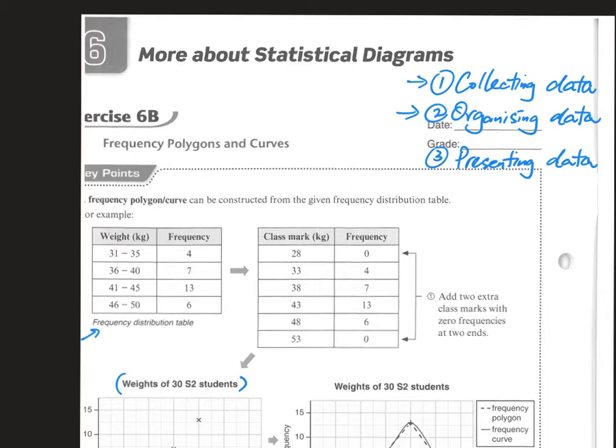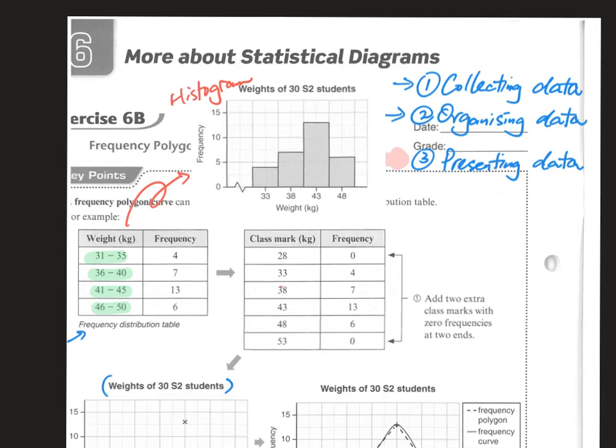Then we group the data according to categories, including 31 to 35, 36 to 40, the next 41 to 45, and 46 to 50. After having the frequency distribution table, we need to present the data. Normally, it will be presented as a diagram. Like in the previous session, we would like to present it in a histogram, like the following diagram. In this histogram, it uses bars to show you the frequency of the weights of the students in different groups.